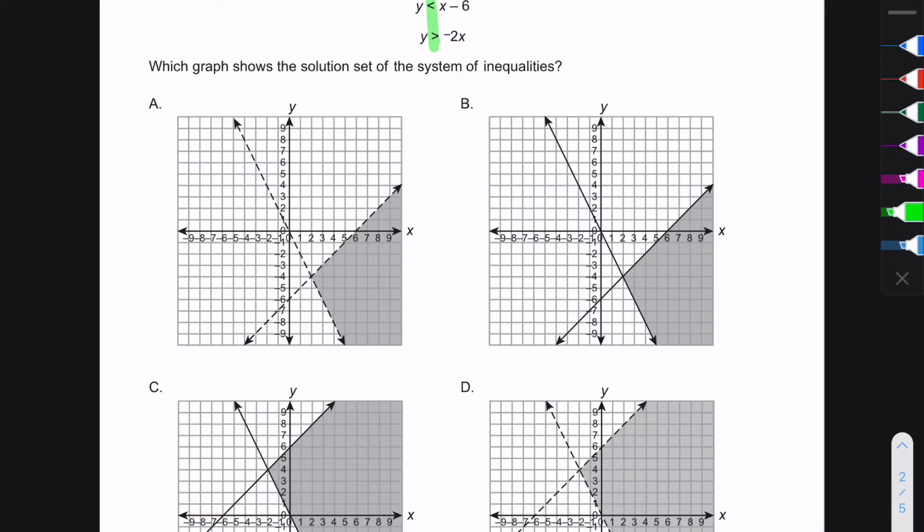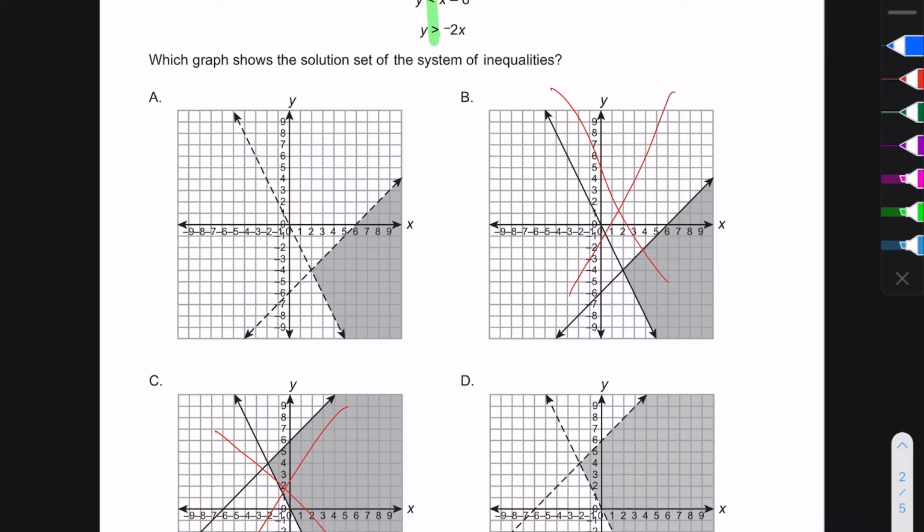So I notice our 2 symbols here. They're not equal to at all. They're just one's less than, one's greater than. So that means neither of my lines in my inequalities is going to be solid. So B is out. C is out. A and D rather, sorry, A and D both have both lines in the inequality as dotted.